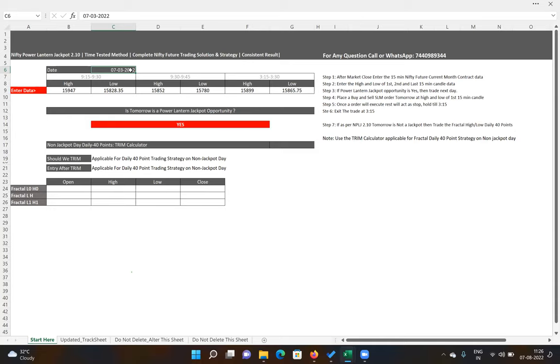When the Monday trading hours close in the evening, you will enter the date of Monday. You will enter the data of Monday from a 15-minute chart. You will enter the first 15-minute high and low. The time is mentioned, 9:15 to 9:30, 9:30 to 9:45, 3:15 to 3:30. I will not explain exactly how this Excel operates. We have a lot of videos on our YouTube channel. You can refer to that. I will today explain what you have to do if, after entering the data here, you get a yes, then what you will do. That is the main focus of today's session.